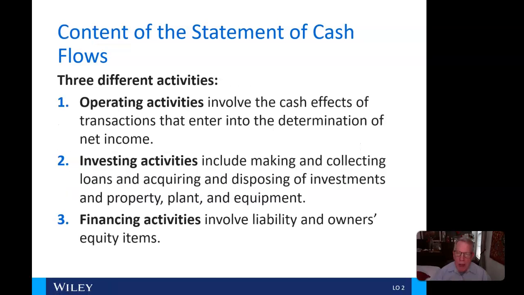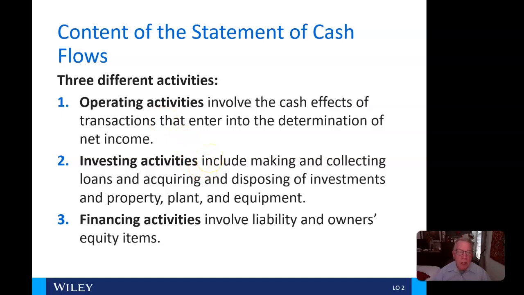So we break that statement of cash flows into 3 different activities. Operating activities, that's the lion's share of the transactions that we have, and these transactions are generally those that determine net income. So they involve current assets and current liabilities.